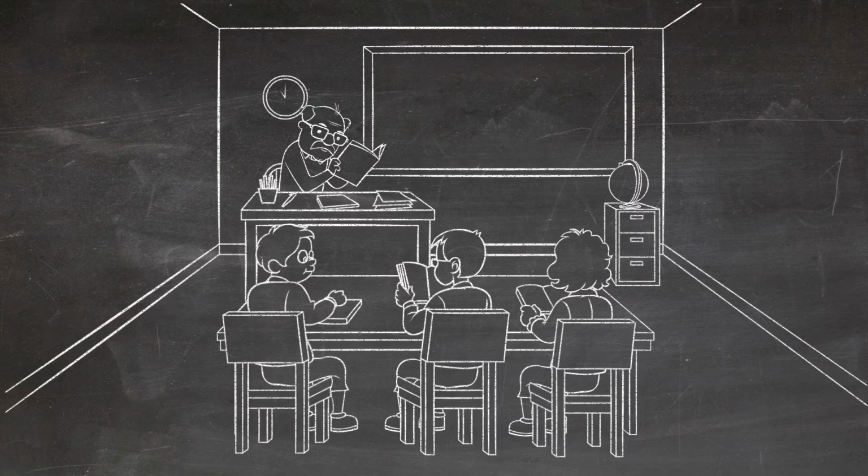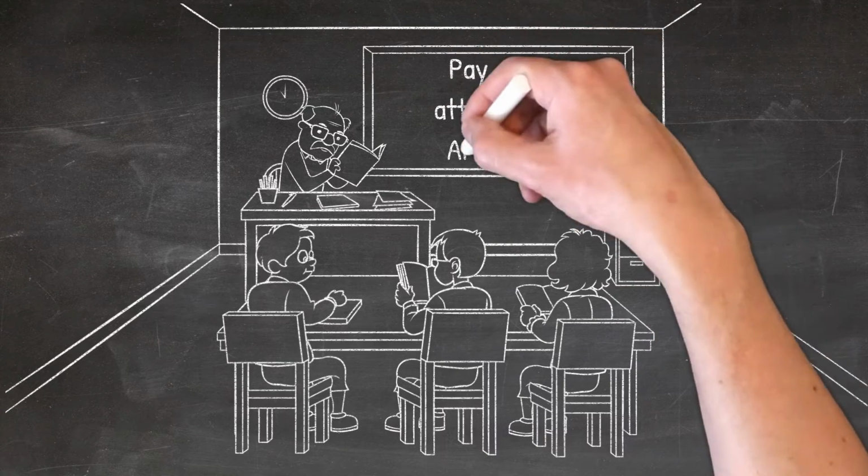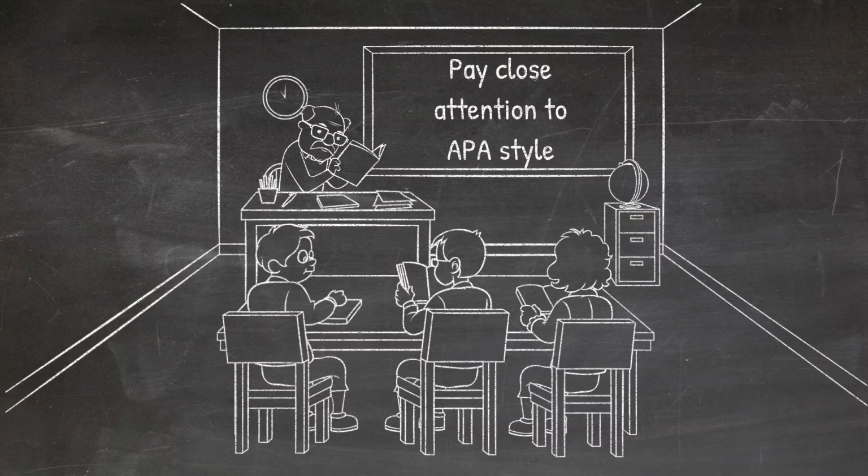Pay close attention to APA style. I can't stress this enough. Improper APA style can turn an A paper into a C paper very quickly. Most students who get less than an A in this class do so because they won't learn APA style.